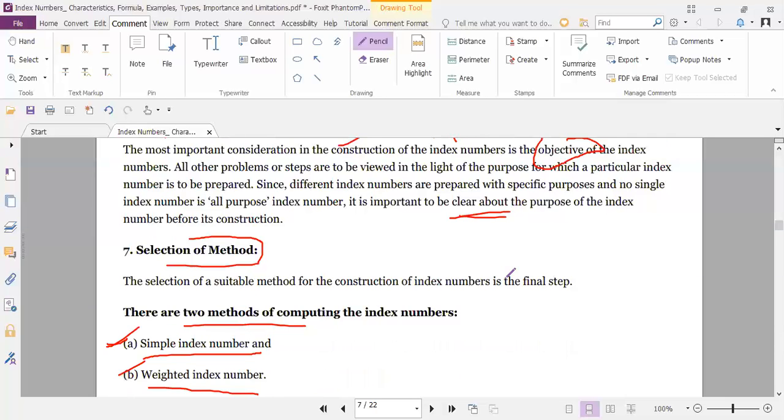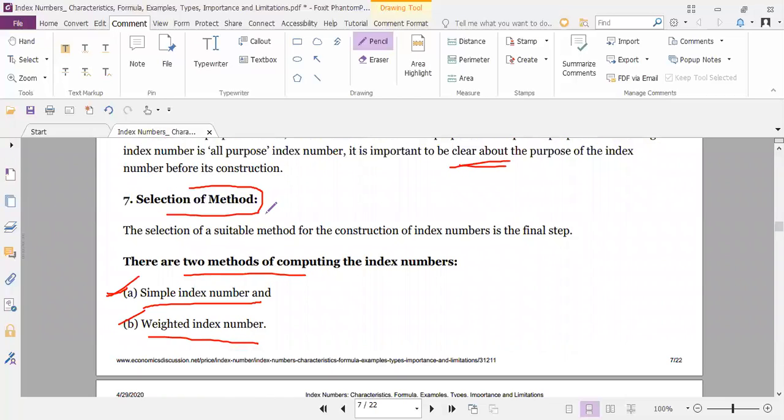Now the next step is selection of method. How do you select a method? And which method do you select? This is another important step. The selection of a suitable method for construction of an index number is the final step, and this is going to be your final step. This you must remember. So overall you have 7 steps for constructing an index number.